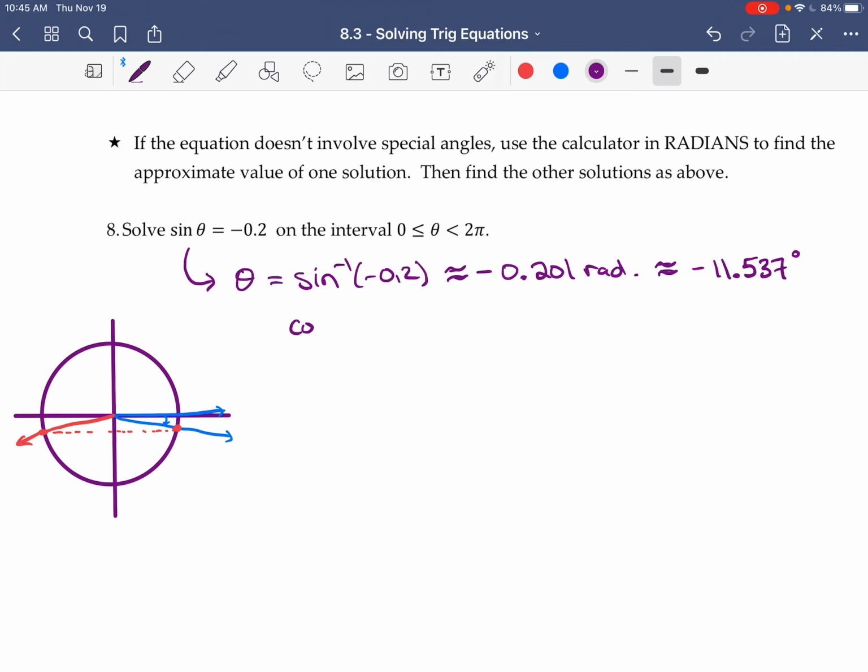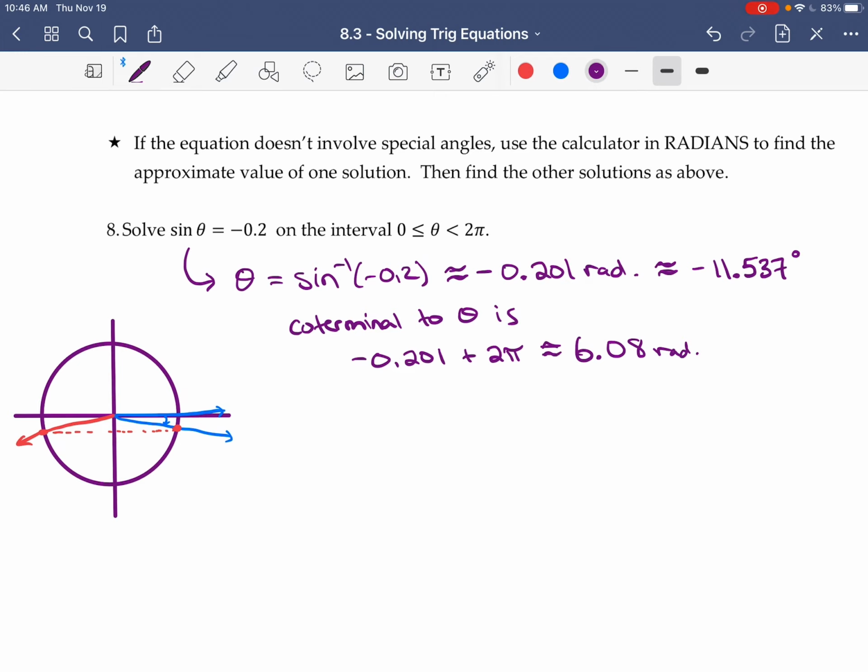I'm going to use the radian. So 0.201, and then to find something coterminal, I want to add 2 pi to that. Okay, so that's going to be 2 pi minus 0.201, so that's going to be 6.08 approximately. Okay, so that's our first solution in radians.